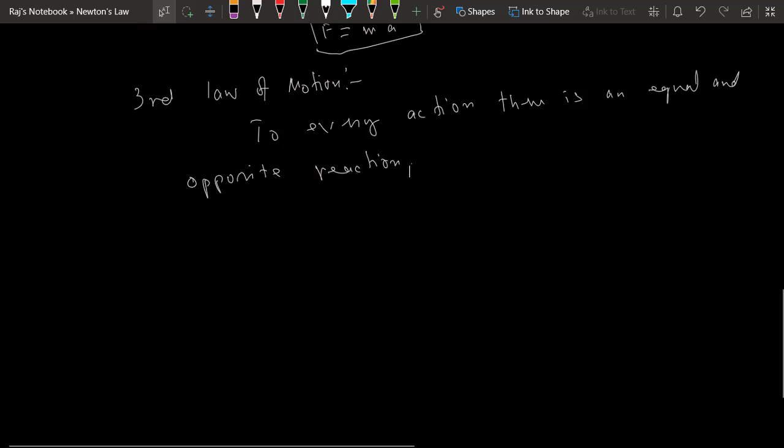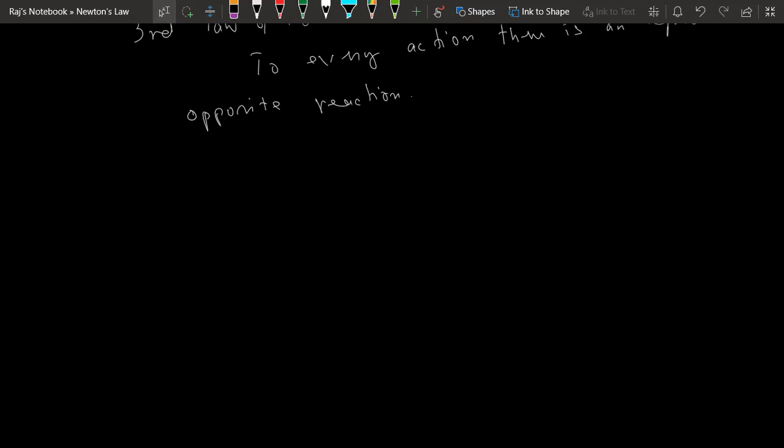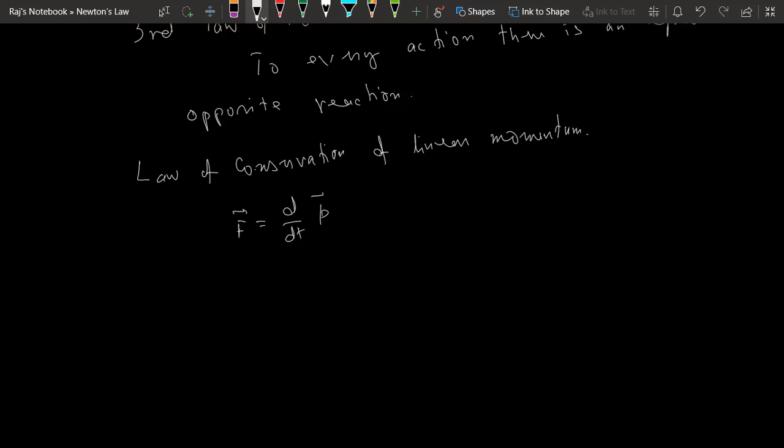Now, from the second law of motion, we can define the law of conservation of linear momentum. According to Newton's second law, force is equal to d by dt of momentum, that is, the rate of change of momentum. If F equal to 0, then dp by dt equal to 0, or p is a constant vector.